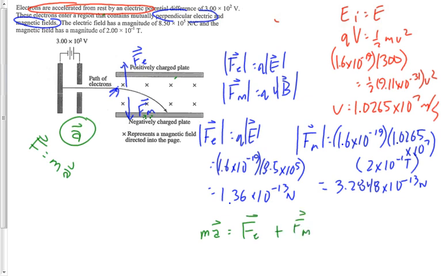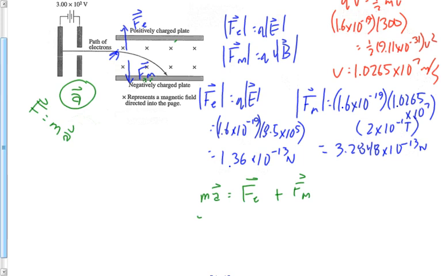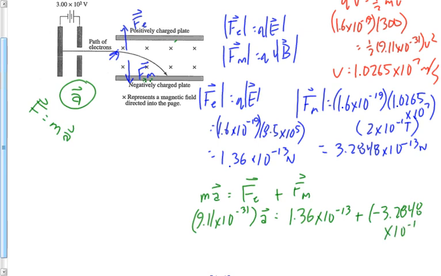The mass here, 9.11 times 10 to the minus 31 times the acceleration. That's what I'm looking for. The electric force is upwards, so it's positive 1.36 times 10 to the minus 13. The magnetic force is downwards, so it's negative 3.28 times 10 to the negative 13. And we solve for A. We end up getting negative 2.11 times 10 to the negative 17 meters per second squared.